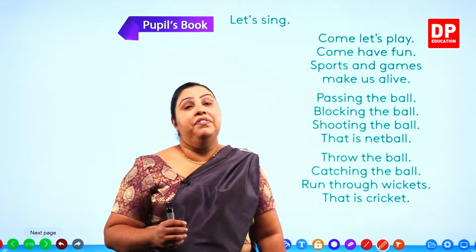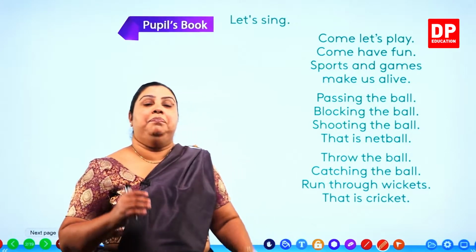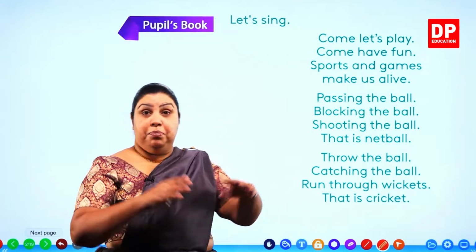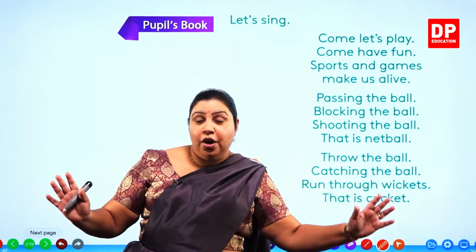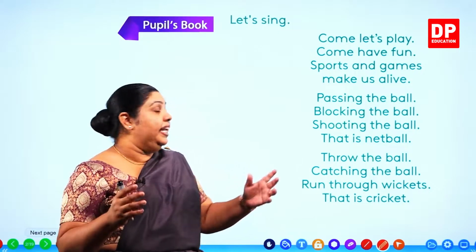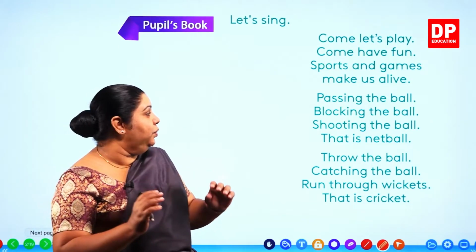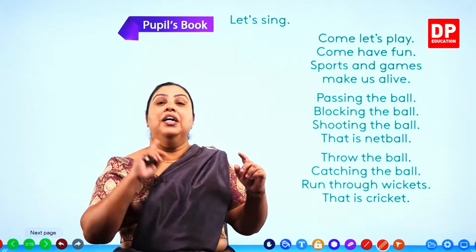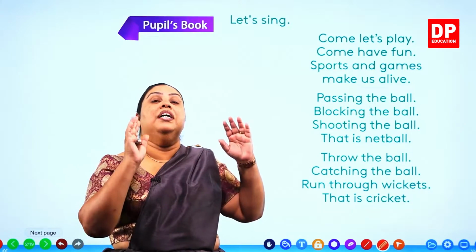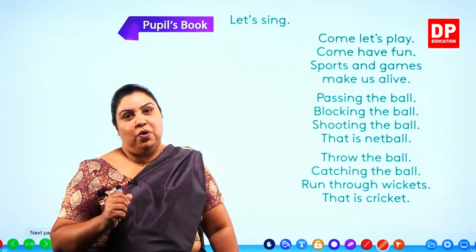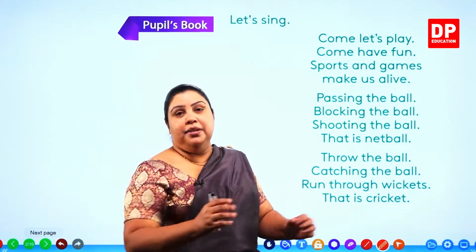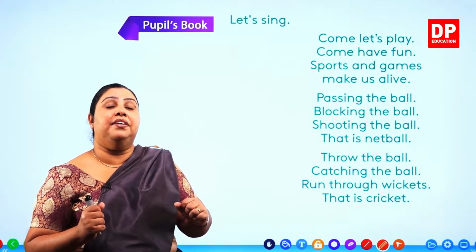Passing the ball. Now when we play netball, we pass the ball, then we block the ball. You say you defend your partner, right? And then you shoot. When you want to score marks, you have to shoot it to the hoop, right? You take a point when you shoot the ball. So here see, passing the ball. Now these are the activities that we do.